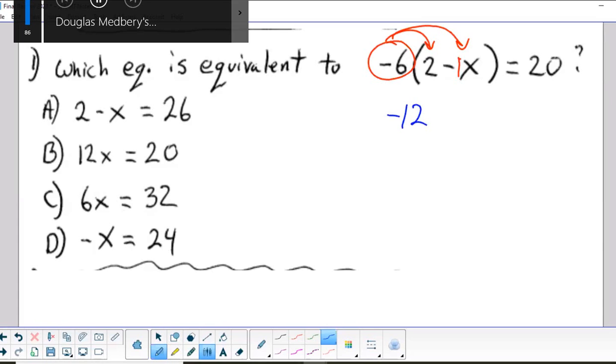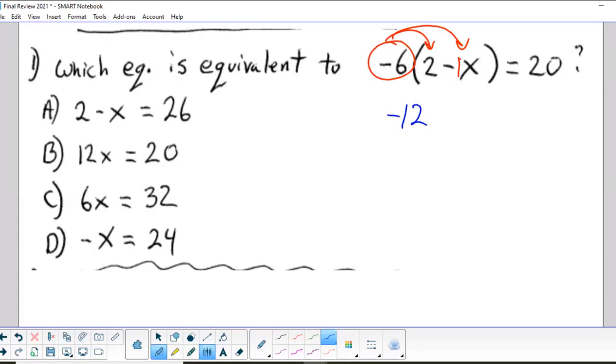That's negative 6 times negative 1. How much is negative 6 times negative 1? 6 times 1 is 6, right? That's 6x. But there's 2 negatives. You're multiplying 2 negatives. What does that mean? If you're multiplying with 2 negatives, is it positive or negative? It's positive, right? And that equals 20. All right, now what do I do? Do I divide or do I add? You add. Add what? 12. I add 12.